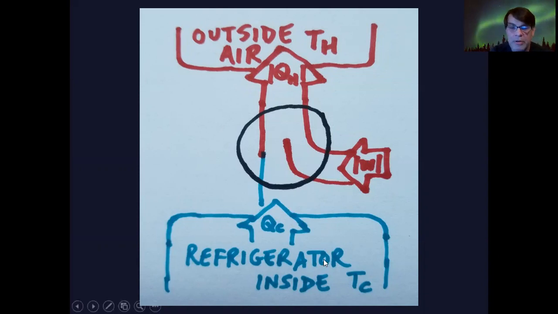With a refrigerator, we start with something cold. Note the colors: blue for cold and red for hot. A refrigerator extracts heat from something cold and then throws it outside: inside the refrigerator, outside the refrigerator. And of course, this works for air conditioners too: inside the house, outside the house.